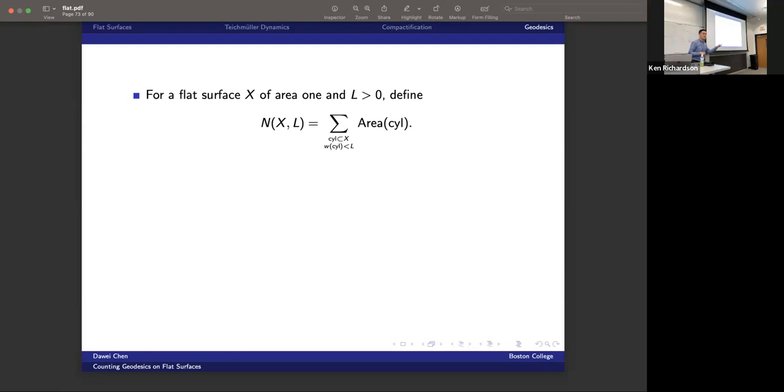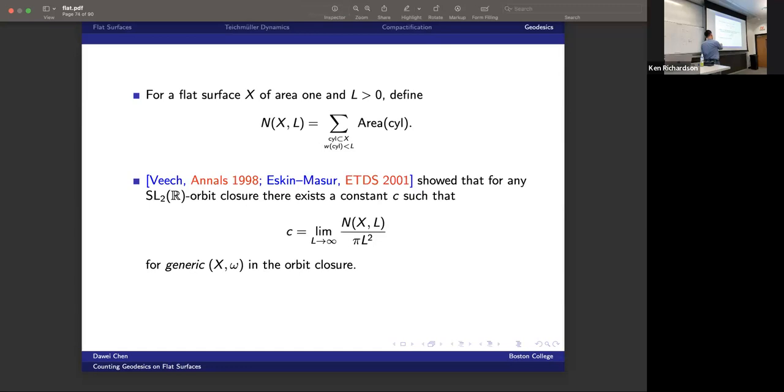Then for each subcylinder, I don't just count one, I want to count the area, given by the height times the width. We'll sum up all the areas of the cylinders with a bounded length. Okay? There's some number depending on the surface X and depending on the parameter L. But it turns out, as I mentioned, it always has this kind of mysterious quadratic growth rate, verified in general by Eskin–Masur.